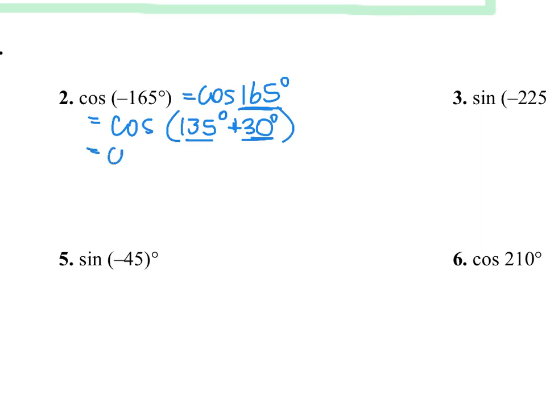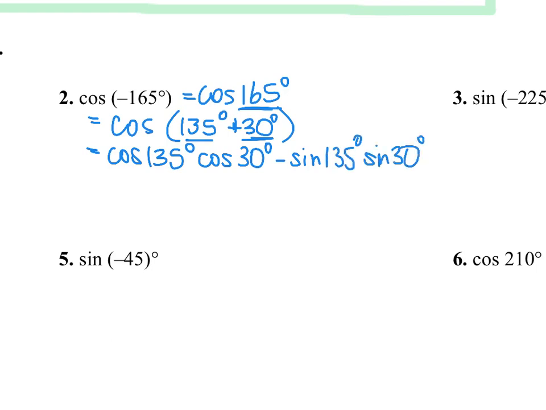So this is going to be cosine, cosine, minus sine, sine. All right, and then you use your unit circle to find those values. So here I have negative rad 2 over 2. Cosine of 30 is going to give me rad 3 over 2.